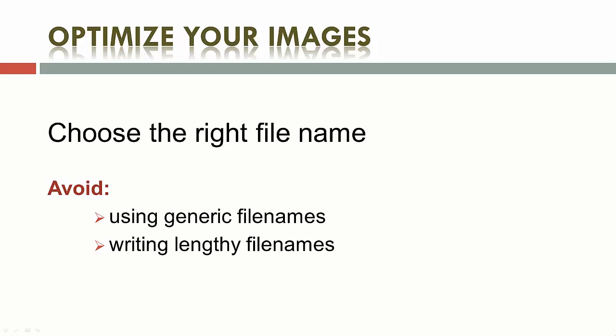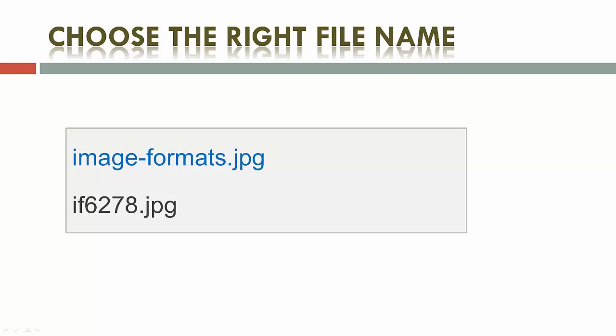Choose the right file name. A right file name is very important for search engine optimization. From the image file name, Google will know what the current image is about. For example, if you are writing about image formats and are going to add a relevant image, use the name image formats for your image, and don't use names such as second one that will not tell search engines what the current image is about.